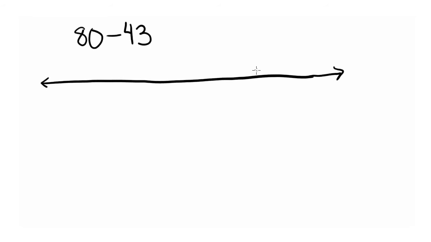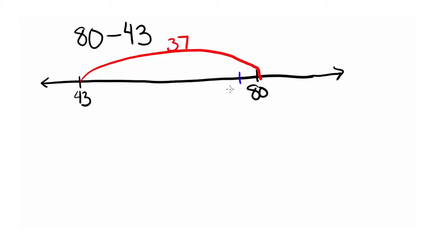Let's look at the problem 80 subtract 43. I will use a number line to show what they discovered in class. Using the number line, I can show you that by either adding or subtracting the same amount to each number, I am maintaining a constant difference for each problem.